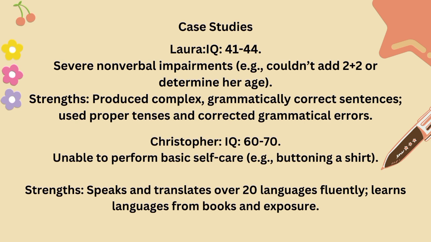These are examples of non-verbal impairments, where the brain's problem-solving or reasoning modules don't work well. Despite these challenges, Laura had an exceptional gift for language. She could create complex, grammatically correct sentences. For example, she would use proper verb tenses and even correct other people's grammatical errors.